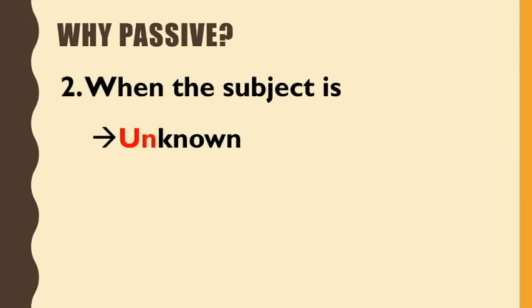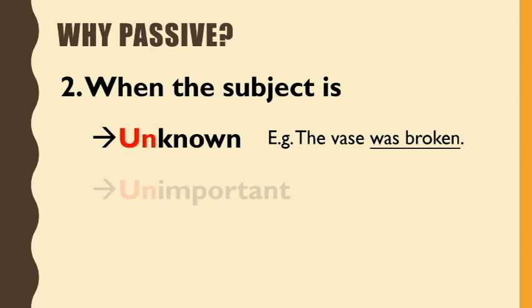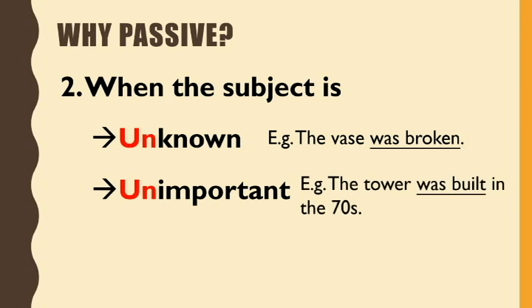The second reason for using passive voice is when the subject is unknown. For example, the vase was broken. From this example, we don't know who broke the vase. Also, when the subject is unimportant, we use passive voice as well. For example, the tower was built in the 70s. In this example, the subject, the builders, is not that important compared to in the 70s.